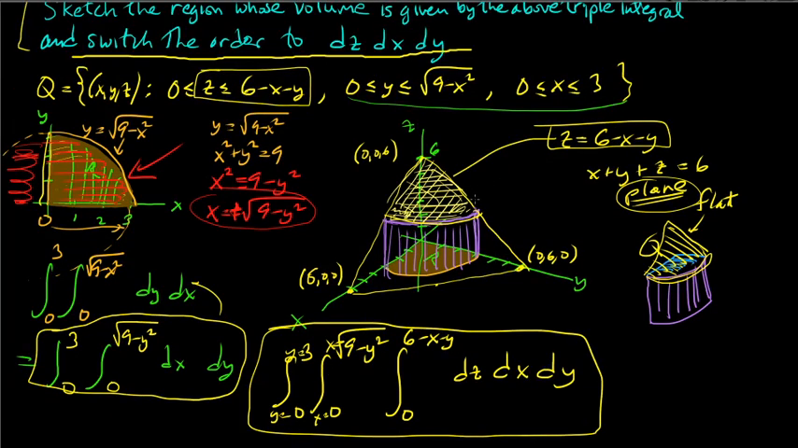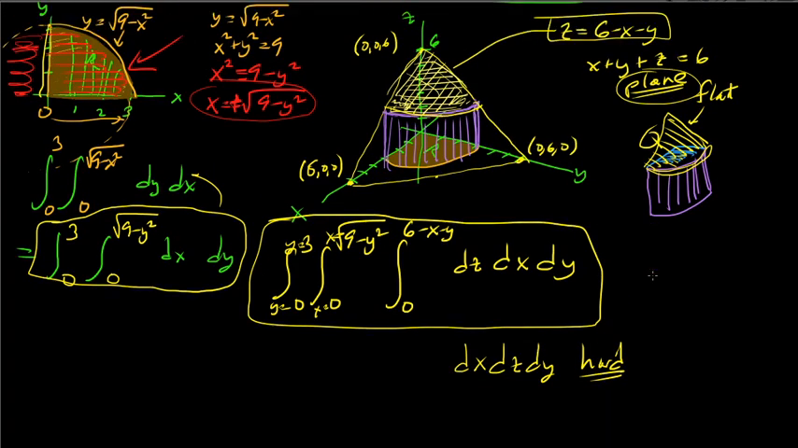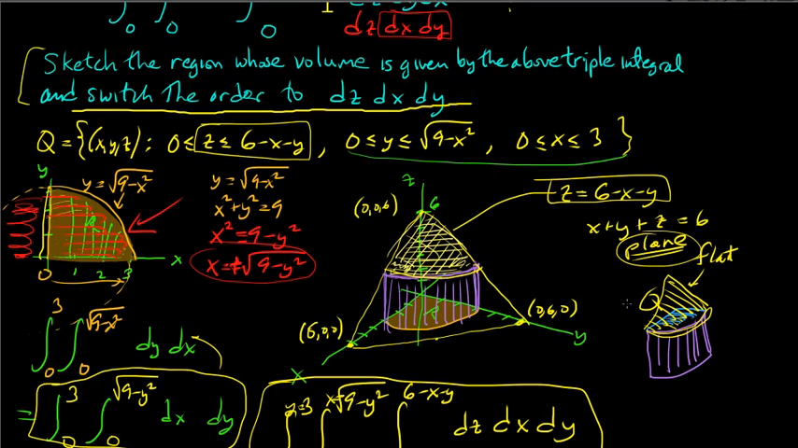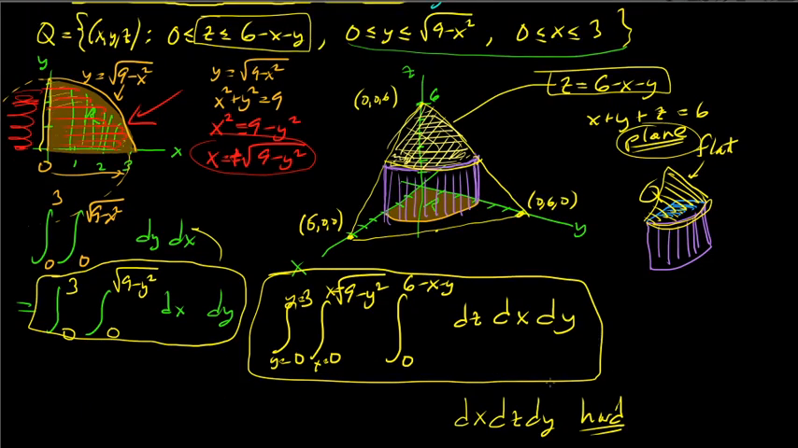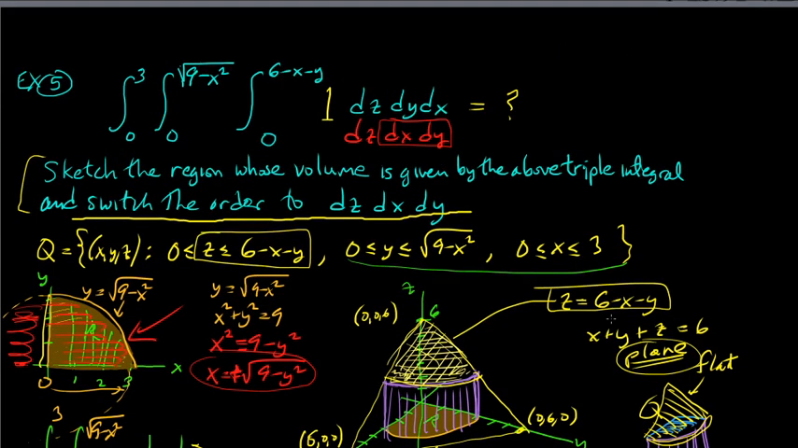Generally not an easy thing to do, especially if you want to switch to a weird order like dx, dz, dy. That's a hard problem, and as a challenge, you could try that. But generally, like I say, I'm not a fan of having to switch the order like that. The order we prefer is right here: dz, dy, dx is the easiest one because that was the Fubini's theorem we talked about earlier.